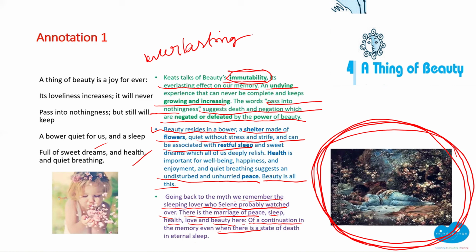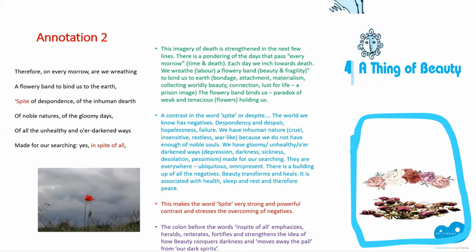Of a continuation in the memory even when there is a state of death in eternal sleep. In our connotation 2, this imagery of death is strengthened. Therefore, on every morrow, are we making a band? A flower band.